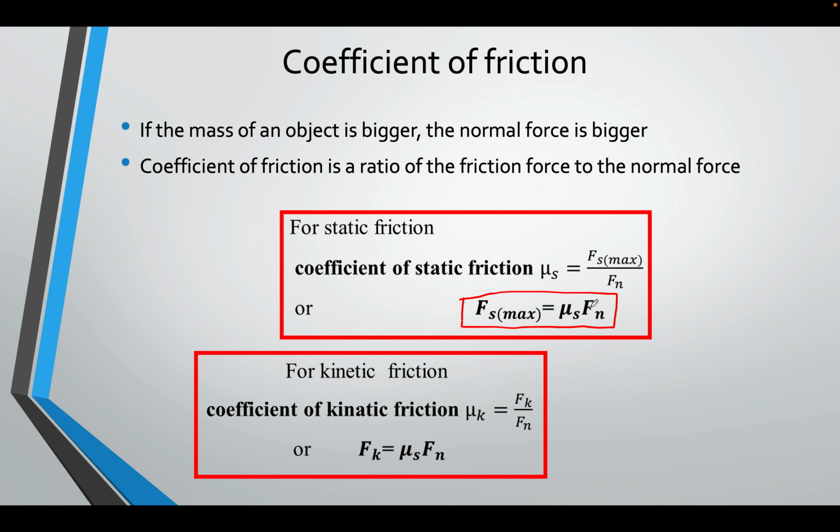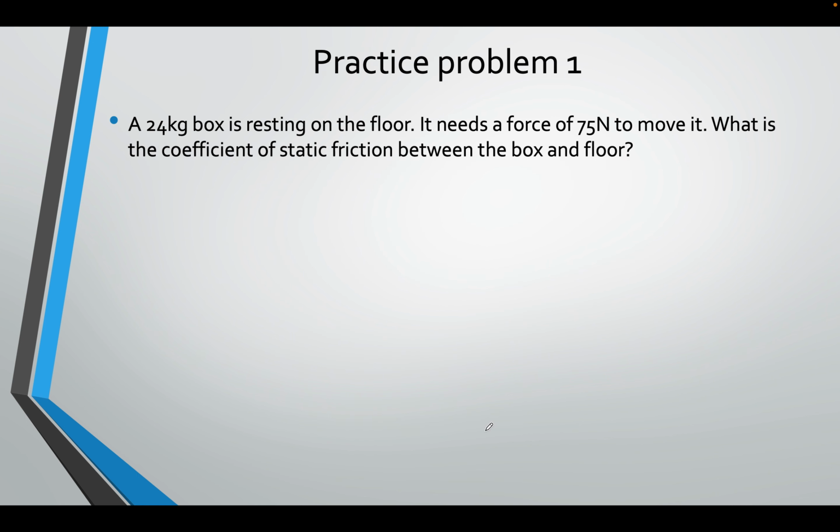So, for kinetic friction, it's exactly the same, but I'm not writing S anymore. I'm just writing Fk. So that's all I'm doing. The formula is exactly the same. Okay, Fs equals mu Fn. Here's an example. A 24 kilogram box is resting on the floor. It needs a force of 75 newtons to move it. What is the coefficient of static friction between the box and the floor?